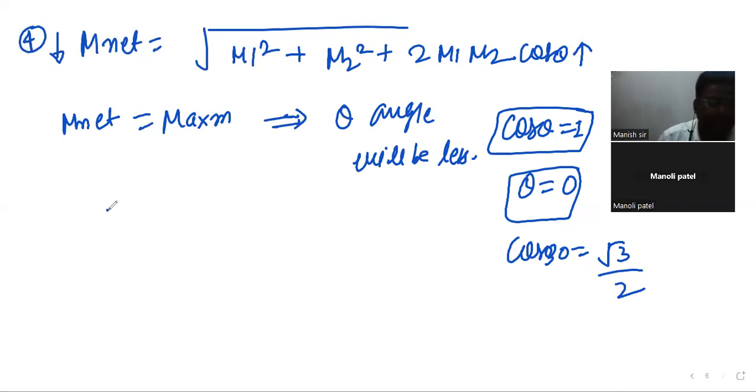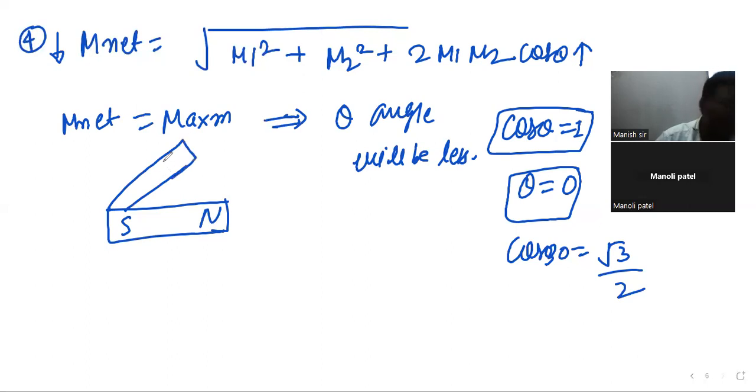So option C is matching. Its diagram is given like this. This is your south pole, this is the north pole, and this diagram is made like this. So the angle between them is 30°. It was asked in AIPMT 2014.